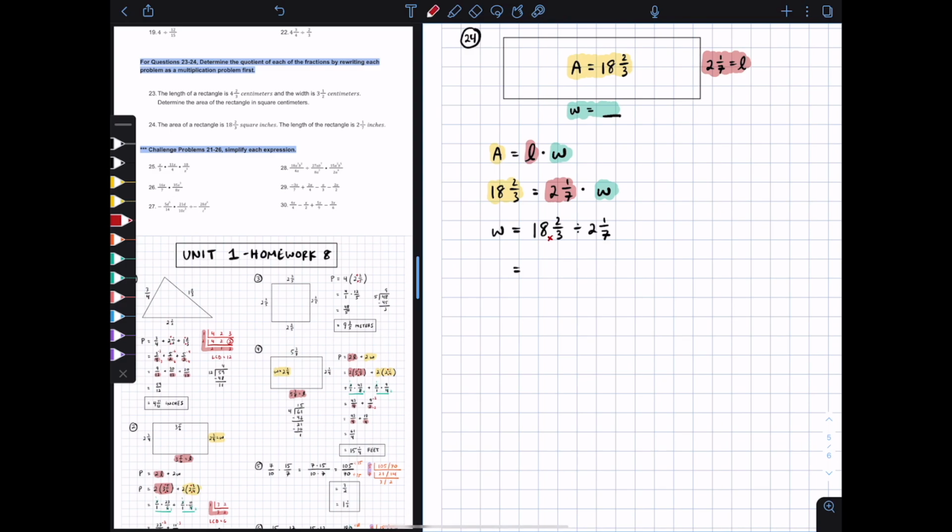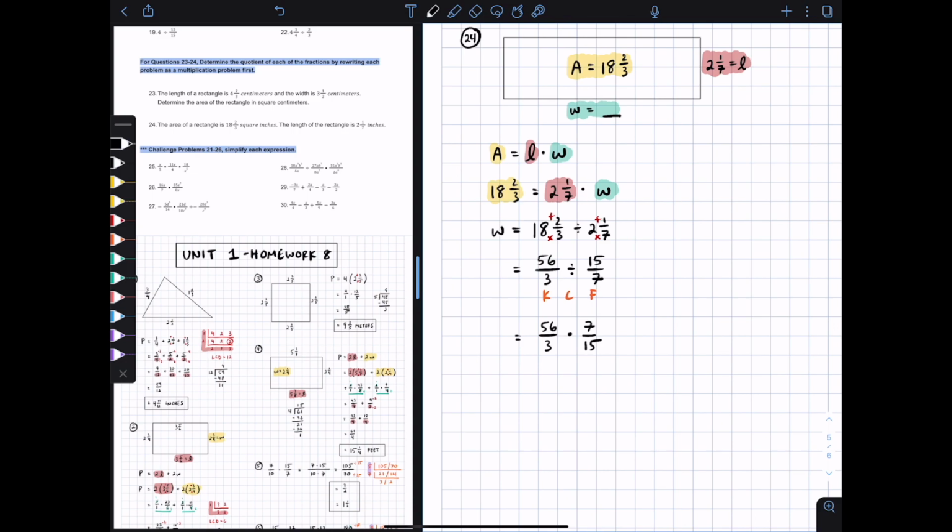Turning into improper fraction, 18 times 3, that's 54 plus 2, that's going to be 56. So 56 over 3, and we're going to divide that by 2 times 7 is 14 plus 1 is 15, so that's going to be 15 over 7. Okay, then we need to keep, change, flip, and if we keep, change, flip, that's going to be 56 over 3 times, and we're going to write 7 over 15.